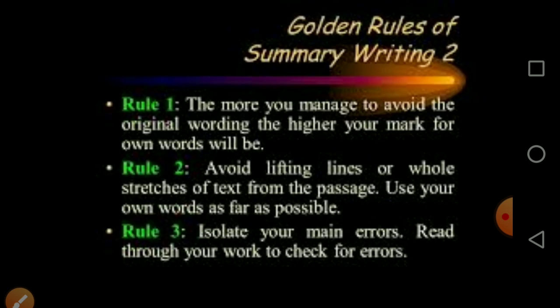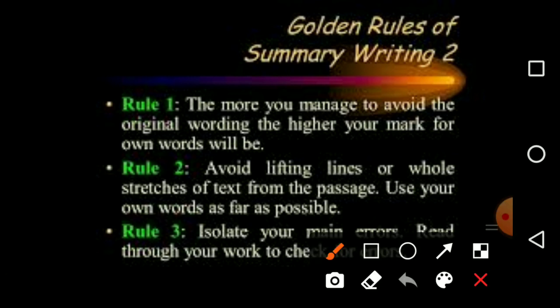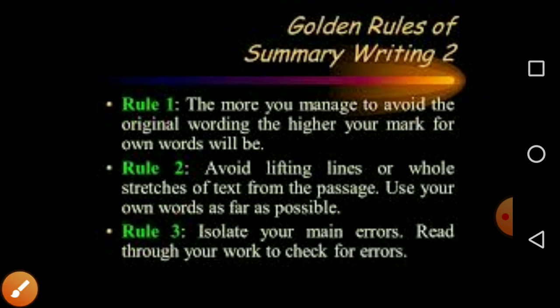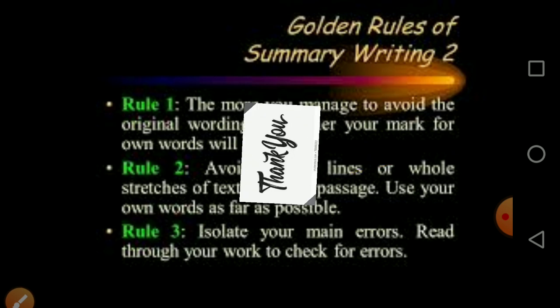So the golden rule for summary writing is rule number 1: the more you manage to avoid the original wording, the higher marks for your own words will be. Number 2, avoid lifting lines or whole stretches of text from the passage. The whole thing you are not going to pick from the text. Use your own words as far as possible. And isolate your main errors. Read through your work to check for errors. Whatever mistakes you have made, you have to check for them also.